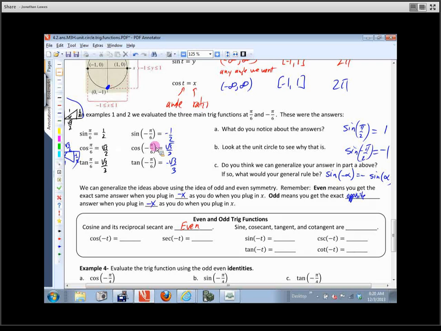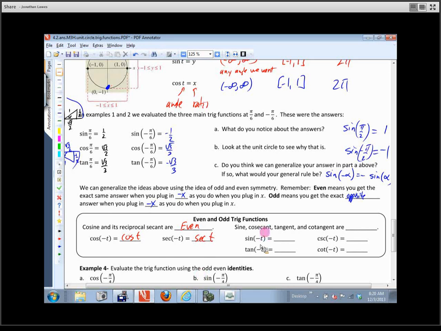So what that means is if I plug in the cosine of negative t, that would be the same as just figuring out what the cosine of t is. It didn't matter if I was figuring out the cosine of pi over 6 or the cosine of negative pi over 6, the answer was the same. The x-coordinate was the same, because I was just trading the top half of the circle for the bottom half of the circle, but the x-coordinate would be the same. So the secant of negative t would be the same as the secant of t.